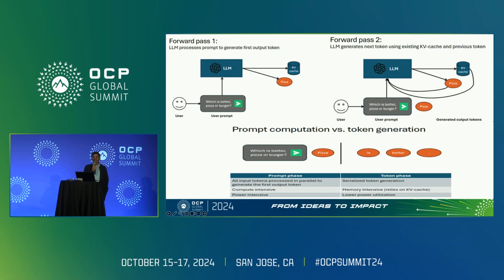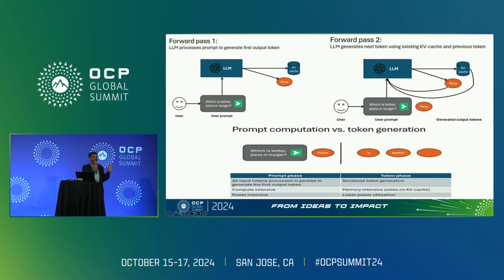What they're saying is, if you look at the picture on the top left, there is an LLM and there is a user. You ask a question, it's a prompt. The first phase is you process the prompt and generate the first token, and in the next phase, the subsequent tokens are generated by looking at the KV cache. So essentially there are two phases: a prompt phase and a token phase. The point they are making is the prompt phase is more compute intensive and the token phase is more memory intensive.